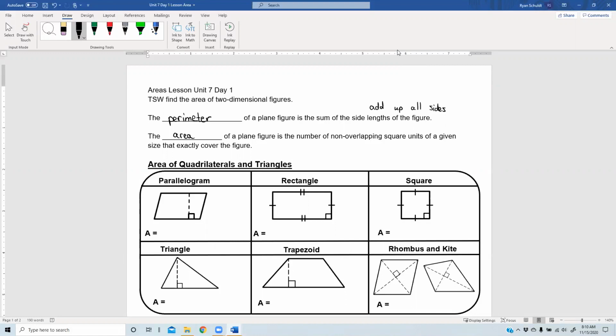Before we get into that, let's just talk about some notation here. When we do these, lowercase b is going to stand for base. Lowercase h is height. And then one you probably don't know, d. That's going to be diagonal.